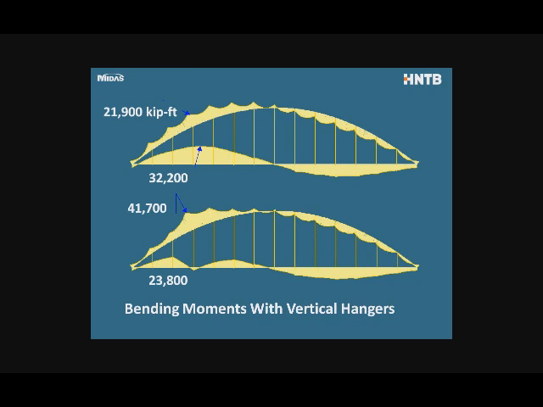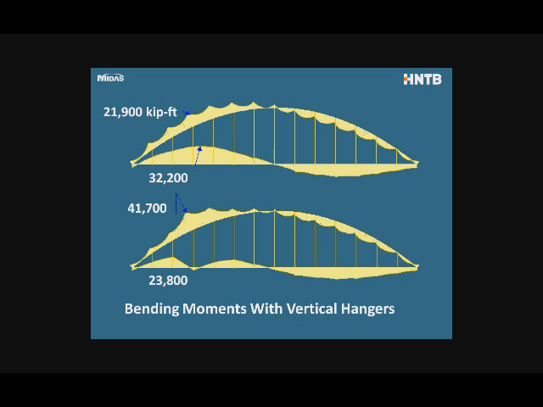In the next slide, I look at the bending moments. And we'll start out with the bending moments in the system with the vertical hangers, conventional tied arch. You can see this is again under the partial live load range, and you can see in the upper picture, if you remember these bending moments, 22,000 kip feet, 32,000 kip feet in the tie girder.